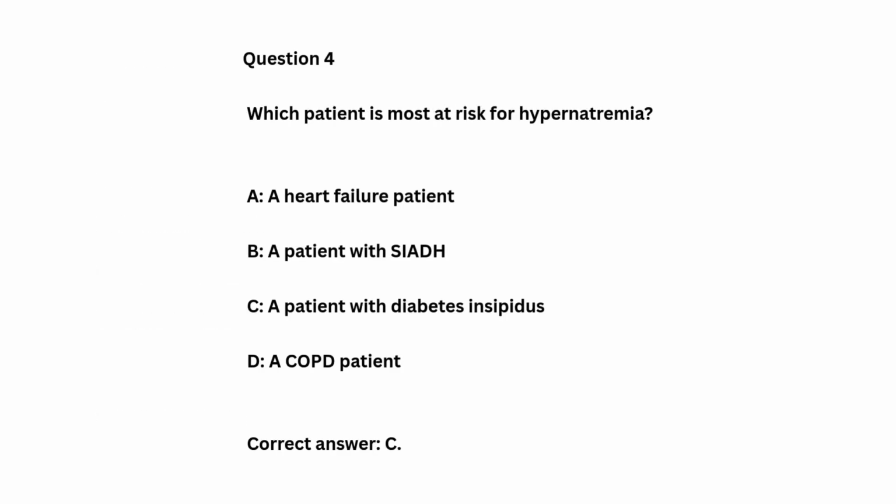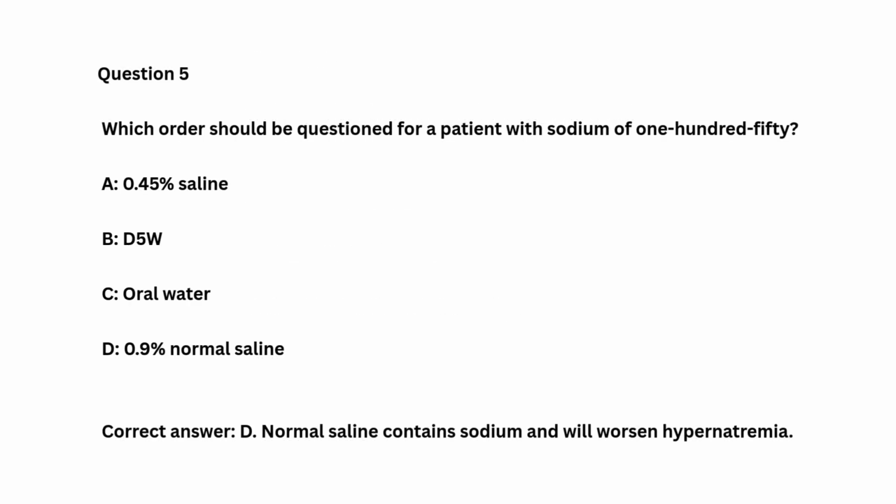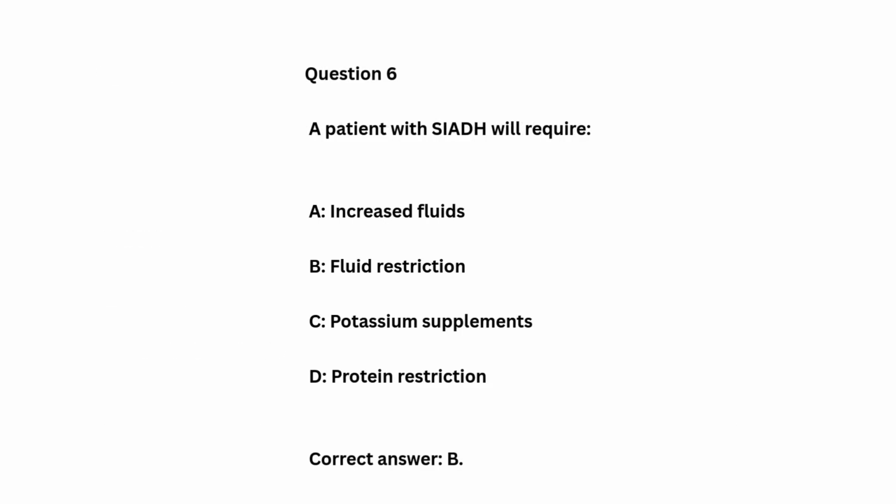Question 4. Which patient is most at risk for hypernatremia? A. A heart failure patient. B. A patient with SIADH. C. A patient with diabetes insipidus. D. A COPD patient. Correct answer C. Question 5. Which order should be questioned for a patient with sodium of 150? A. 0.45% saline. B. D5W. C. Oral water. D. 0.9% normal saline. Correct answer D. Normal saline contains sodium and will worsen hypernatremia.